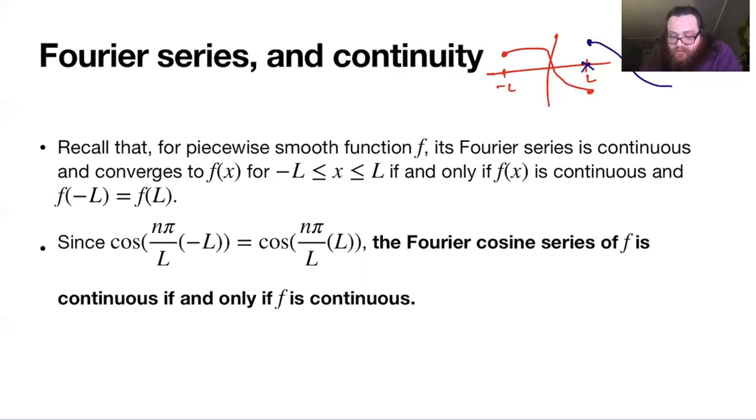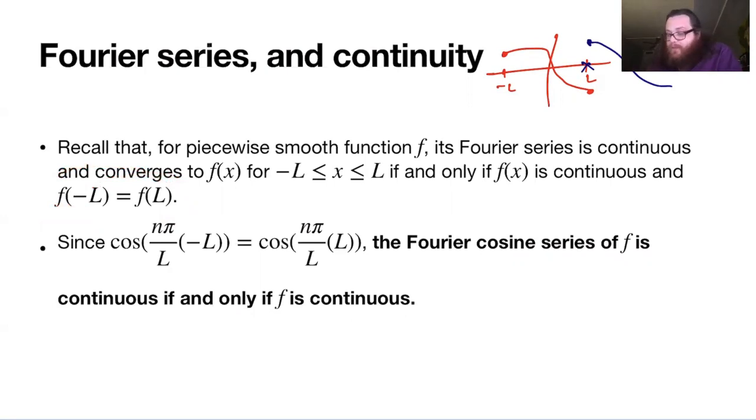And so in particular, the value of f over here, which is that same value, needs to be equal to this value. So if we have f of minus L is equal to f of L, and f is continuous on the interior, then there are going to be no points of discontinuity, and so the Fourier series will equal the function itself everywhere.